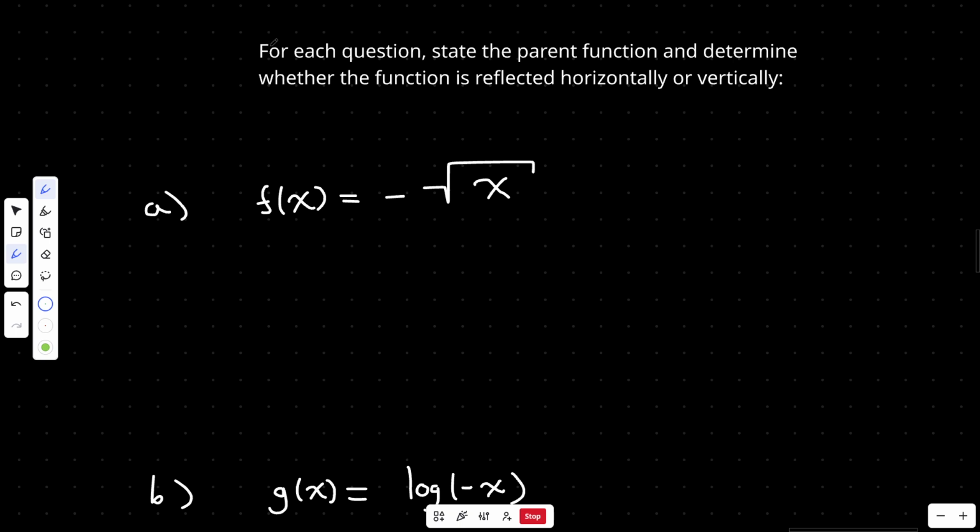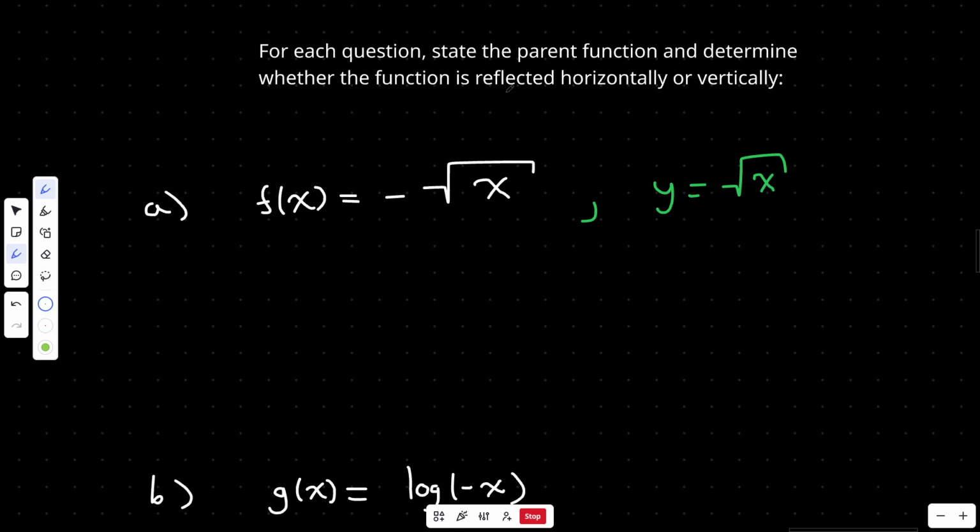First question asks, for each question, state the parent function and determine whether the function is reflected horizontally or vertically. So let's start by stating the parent function. We have a first function here, which is f of x is equal to minus square root of x. So the parent function for this one is going to be the base function y is equal to the square root of x in its base form.